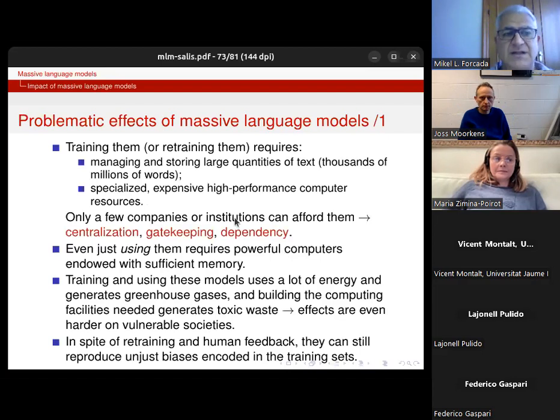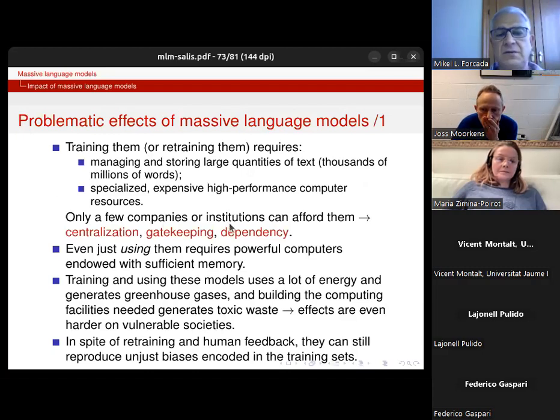Some problems first is that to train these models or to retrain them, you need to manage and store large quantities of texts, as you saw. And you need specialized and expensive high-performance computer resources. So this means that only a few companies can afford these resources and storage and computing. So this leads to centralization or gatekeeping or dependency. So we end up being dependent on a few providers of this.